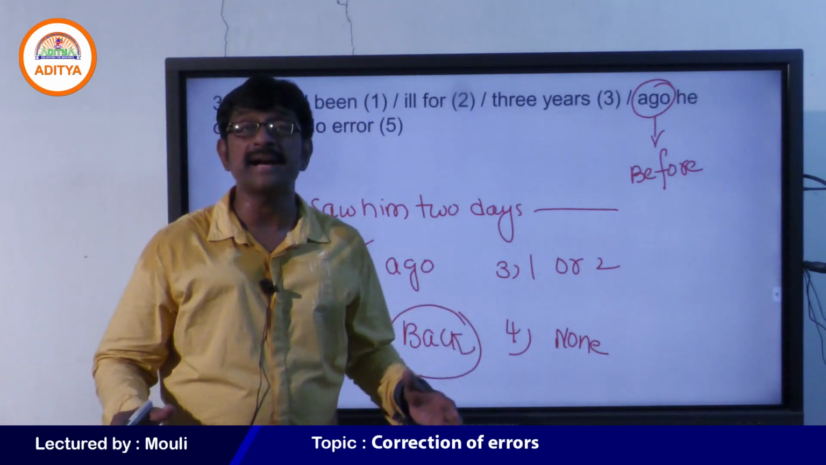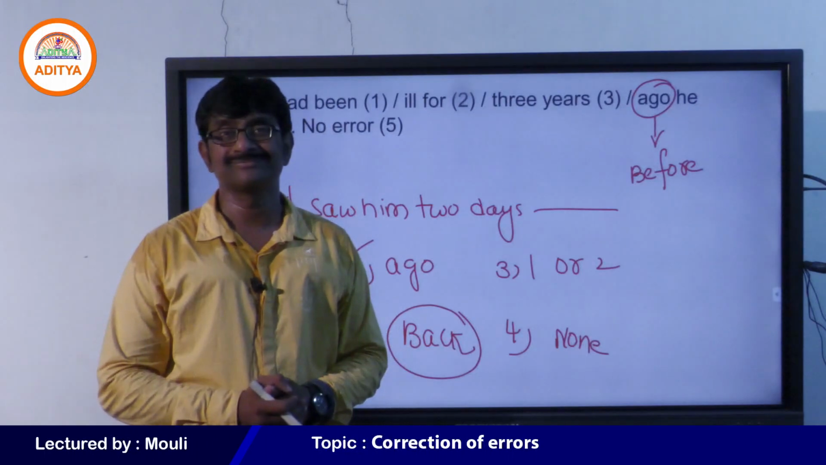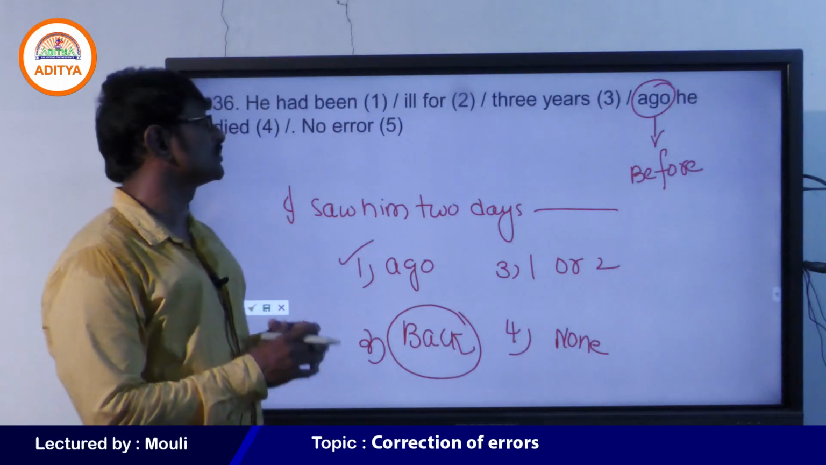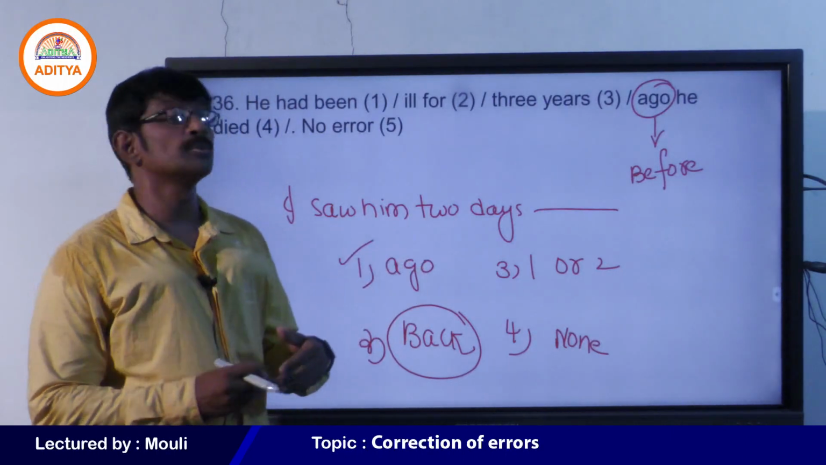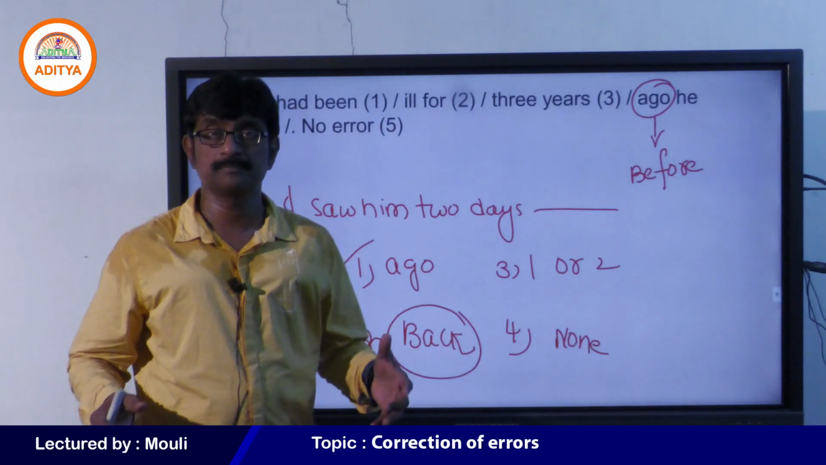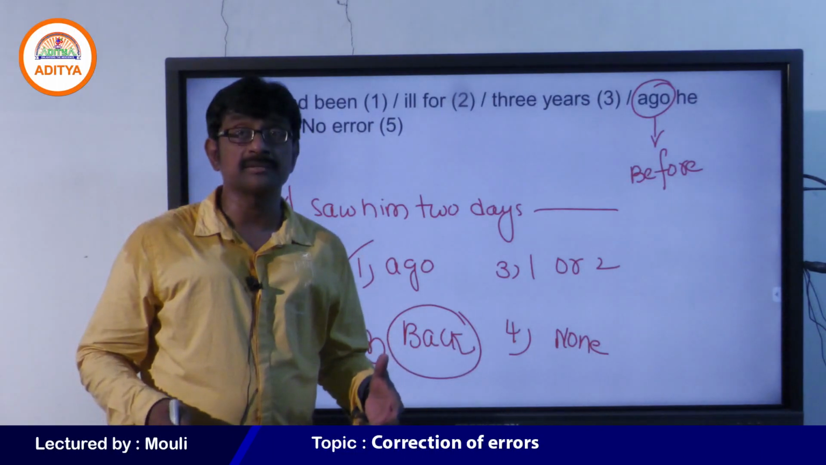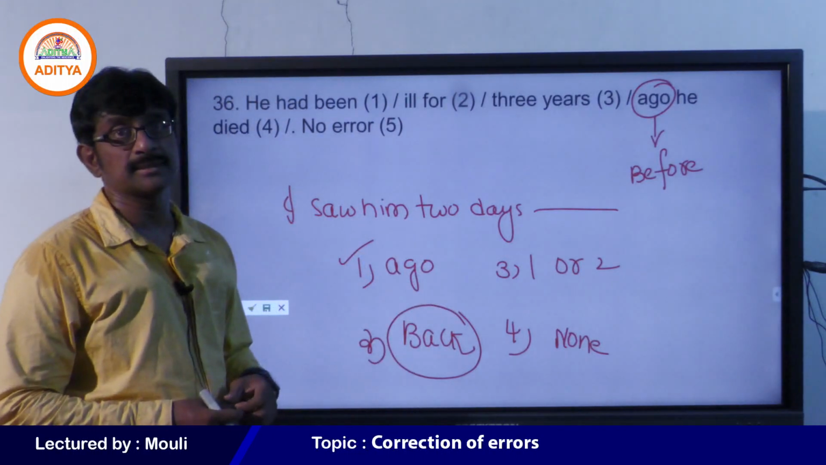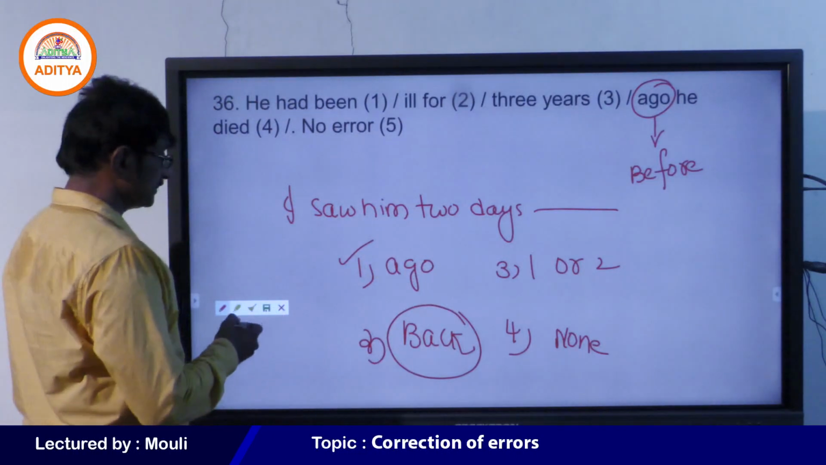Never use back in past tense, only you can use ago. I saw him 2 days ago, but I can't say I saw him 2 days back. I cannot say I saw him 2 days back. I saw him 2 days ago, I can say. That's it, okay? Now let us see another one.